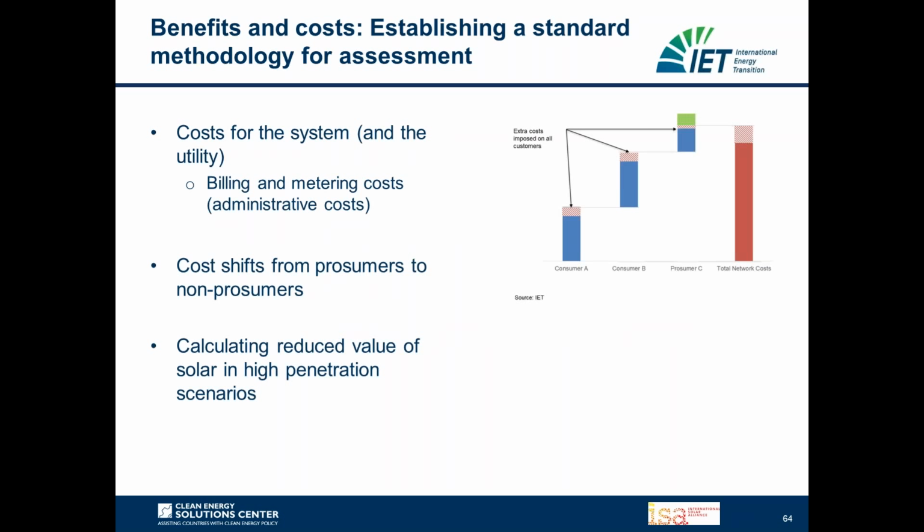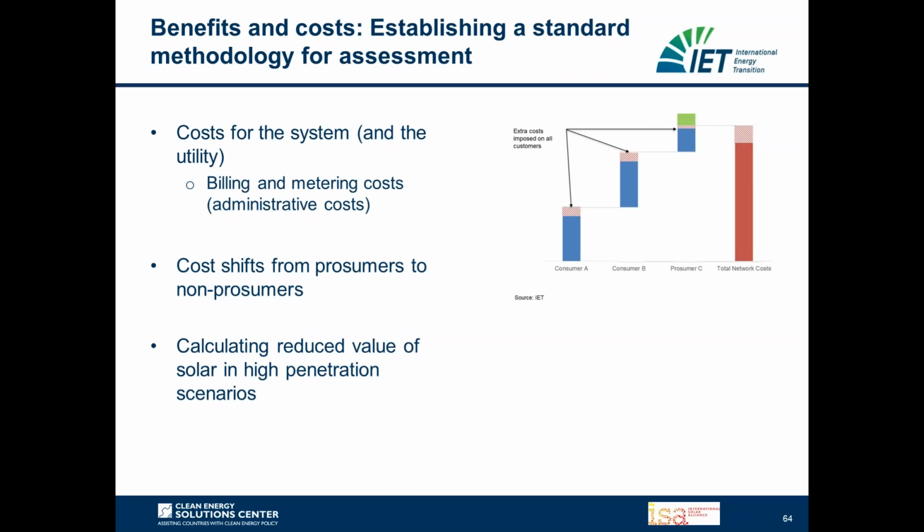cost for the system in terms of additional billing and metering, administrative costs. We've discussed also the cost shift which may occur in prosumer-based power systems, where some of the network costs are actually shifted from prosumers to non-prosumers. And what you also have to keep in mind when you consider the costs, of course, is the potentially reduced value of solar PV in high penetration scenarios.